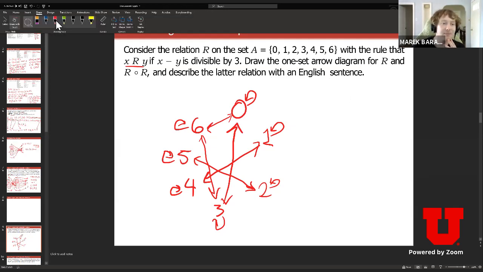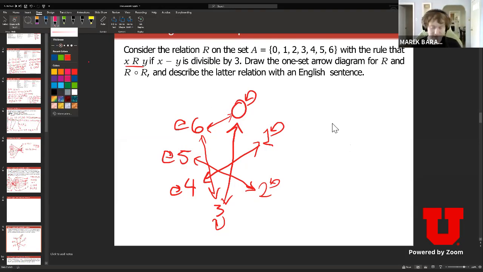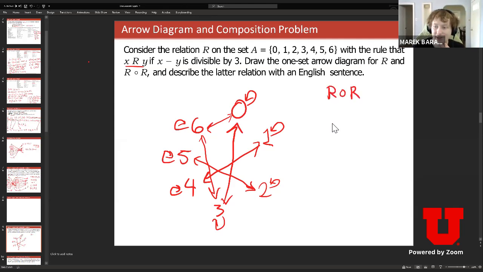So now we're asking about the relation R of R. And so if we remember our definition, it says that if we say that A R of R B, then there's some X such that A is related to X and X is related to B, right? I'll give you a minute to think about what R of R looks like.